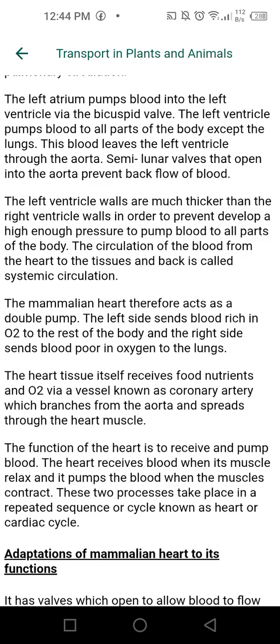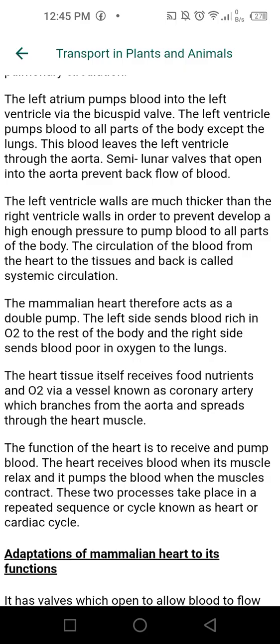The mammalian heart therefore acts as a double pump. The left side sends blood rich in O2 to the rest of the body and the right side sends blood poor in oxygen to the lungs. The heart tissue itself receives food, nutrients and O2 via a vessel known as the coronary artery, which branches from the aorta and spreads through the heart muscle. The function of the heart is to receive and pump blood. The heart receives blood when its muscles relax and it pumps the blood when the muscles contract.